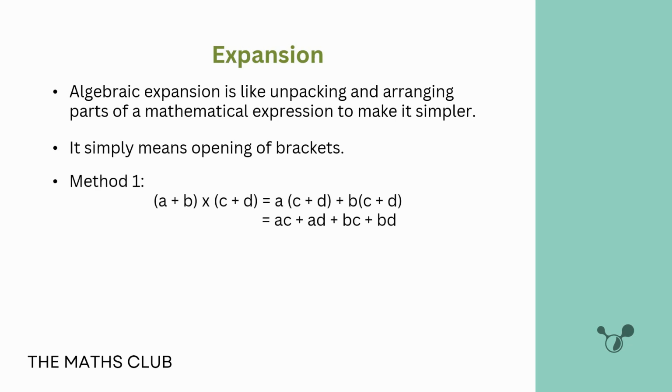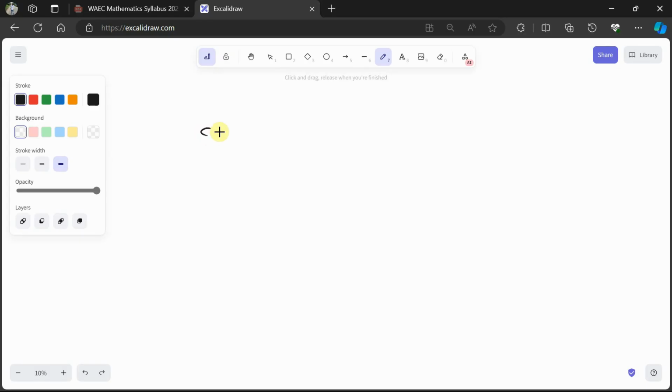So there are three different methods that we use to expand, and we'll look at each of them step by step. The first one says if you have an algebraic expression a plus b in brackets times c plus d, there is a way you can open it, and I'm going to write it out so that we are all following. So we had a plus b multiplying c plus d.